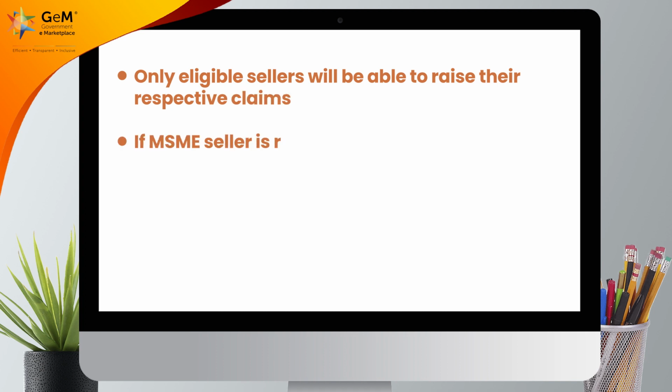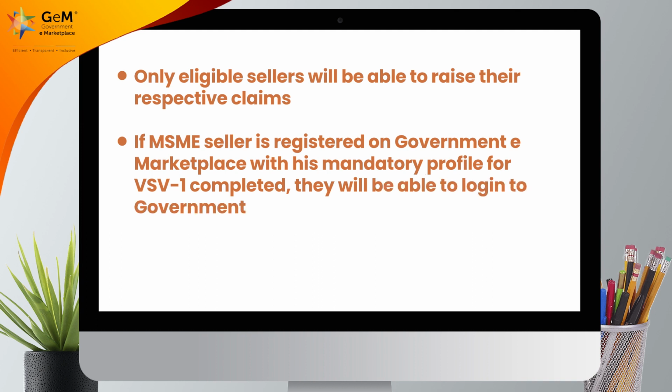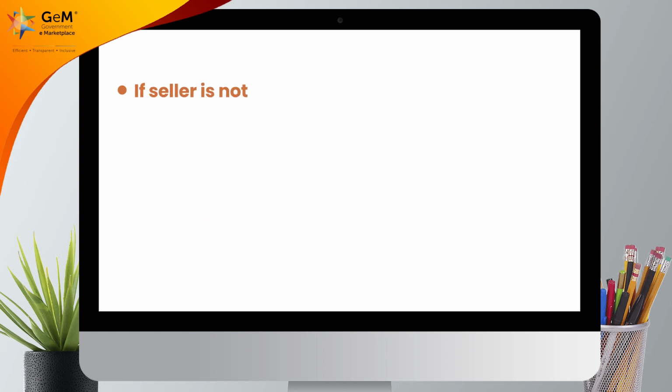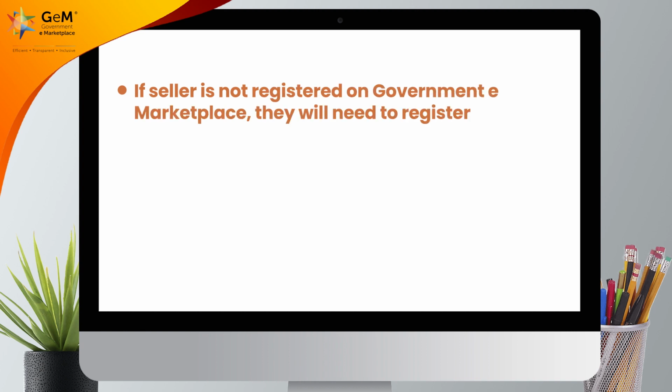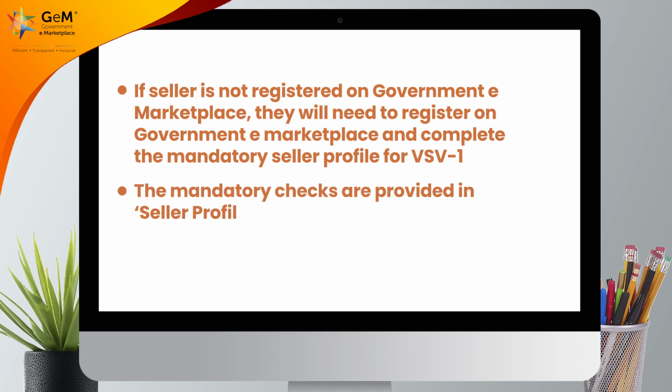If an MSME seller is registered on Government e-Marketplace with his mandatory profile for VSV1 completed, they will be able to log in to Government e-Marketplace platform to raise their respective claims through VSV1. If the seller is not registered on Government e-Marketplace, they will need to register and complete the mandatory seller profile for VSV1. The mandatory checks are provided in the Seller Profile Mandatory Checks section.